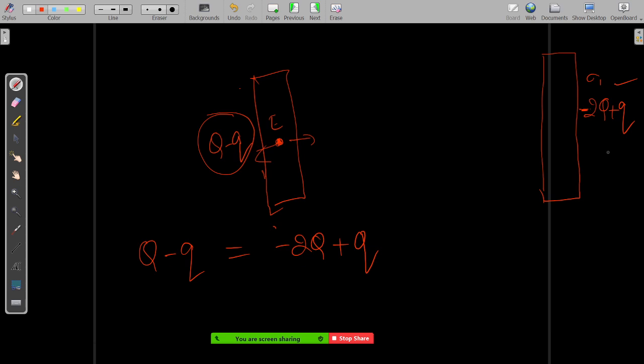See, this electric field is going to be zero. Then that means these charges have to be equal. One charge is this, q minus q on this side. Another charge is minus 2q plus q on another side. And there we want to find the electric field at a central point, somewhere in the middle here.